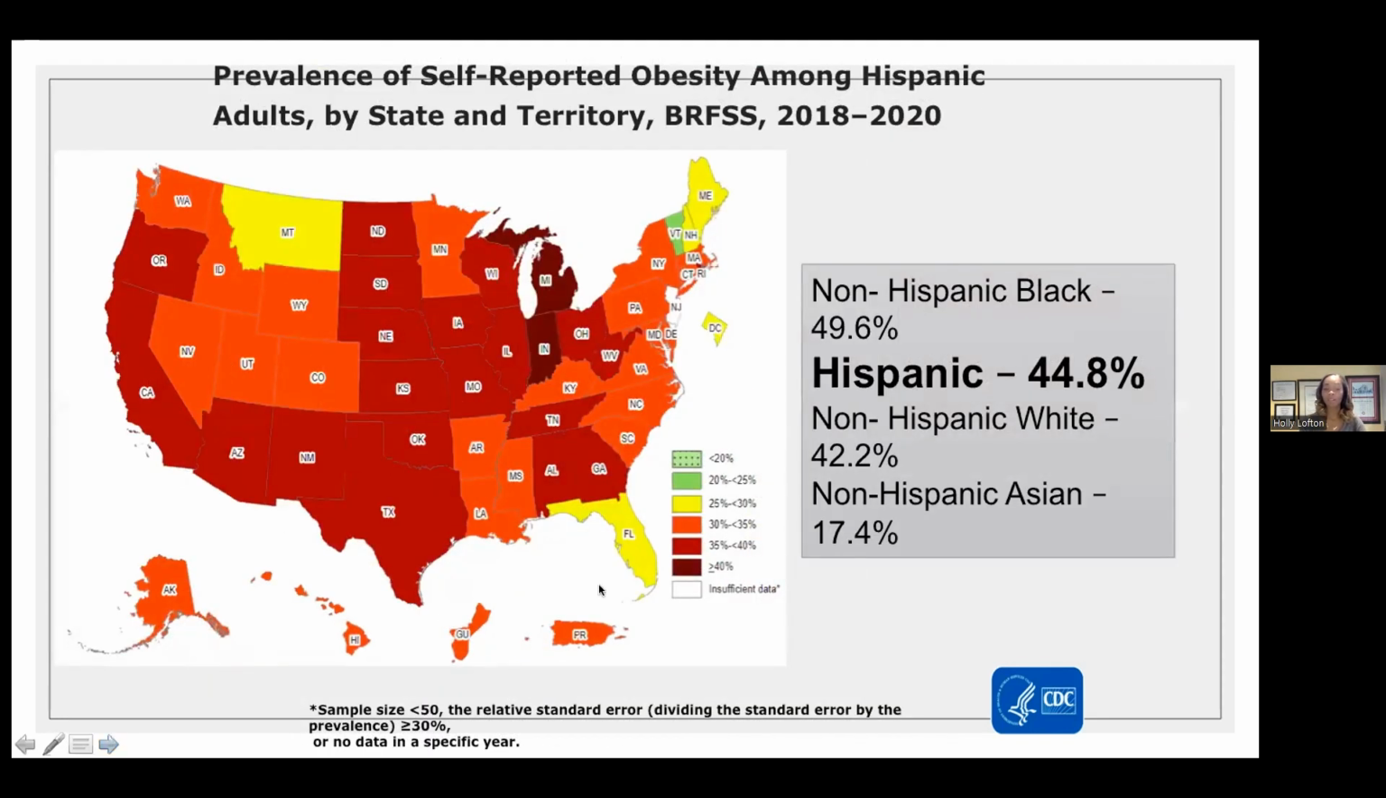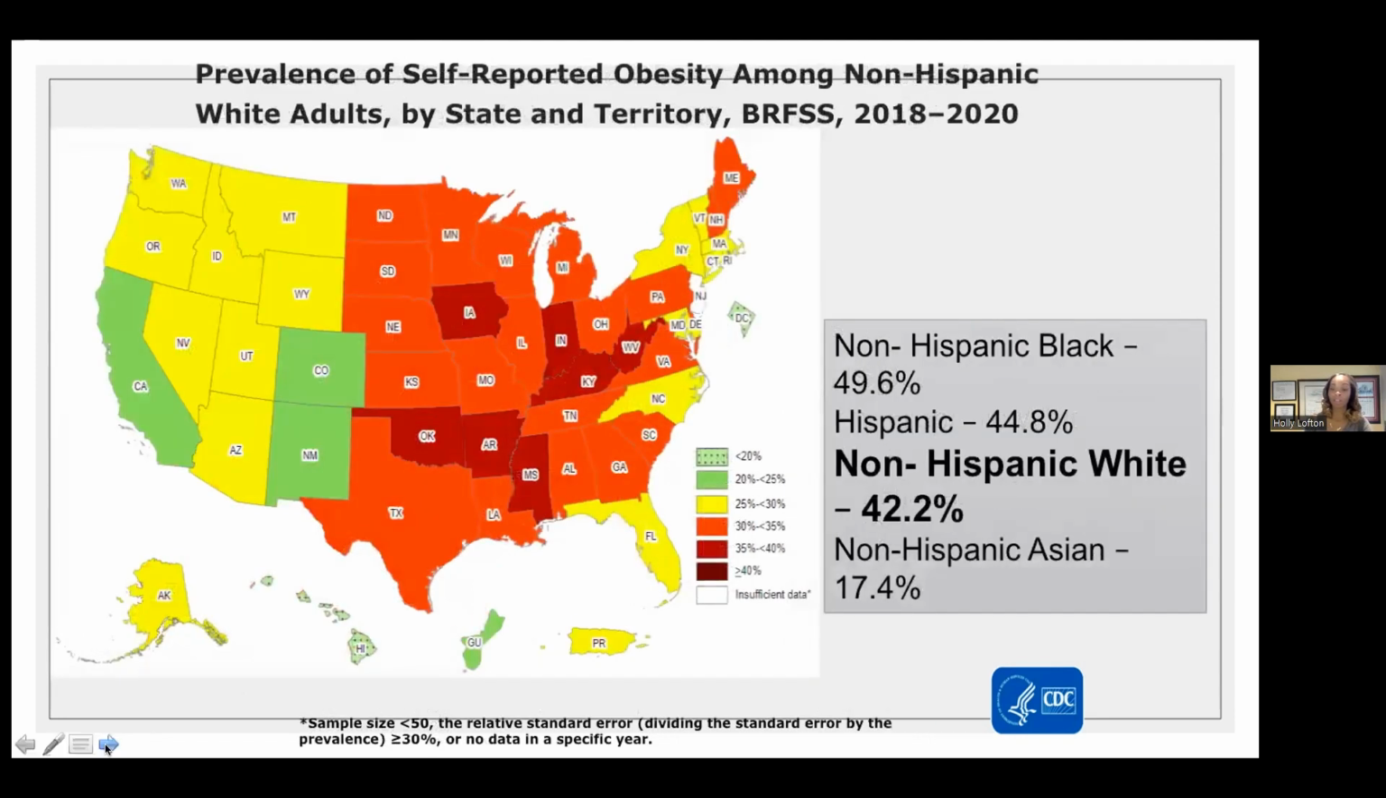Now, if we're looking at the Hispanic population, 44.8%, we see differences in ethnicity. And if we're looking at self-reported non-Hispanic white Americans, we do start to see a little bit of a lower trend based on BMI, but we know that there can still be high health-related conditions even when someone has overweight in a non-Hispanic white population.